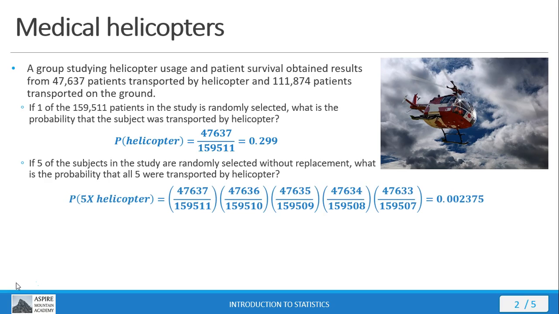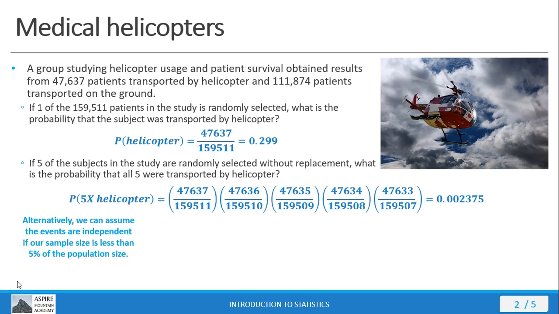You've got 5 patients randomly selected. So you've got to calculate the probability of the first one. So it's the 47,637 over 159,511, just as we saw previously. Then the next one, because we're selecting without replacement, we've got to take one away from the part and one away from the whole. And we do that with each successive patient that we're doing. We've got 5 of them. We multiply this out together. And when we punch that out in our calculator, we end up with 0.002375.